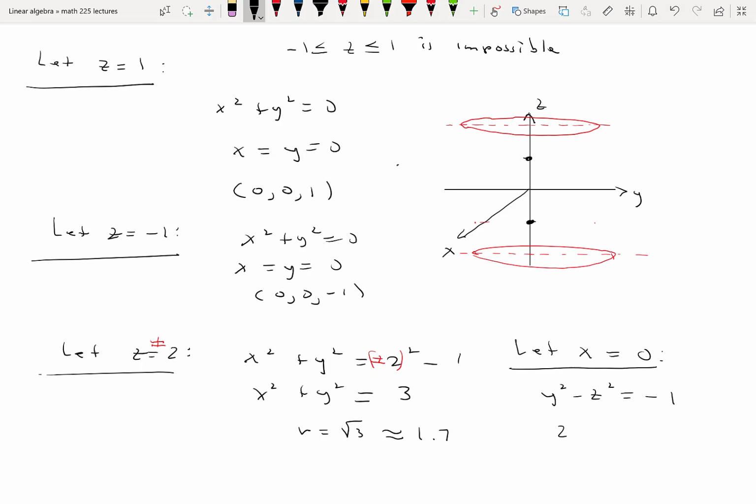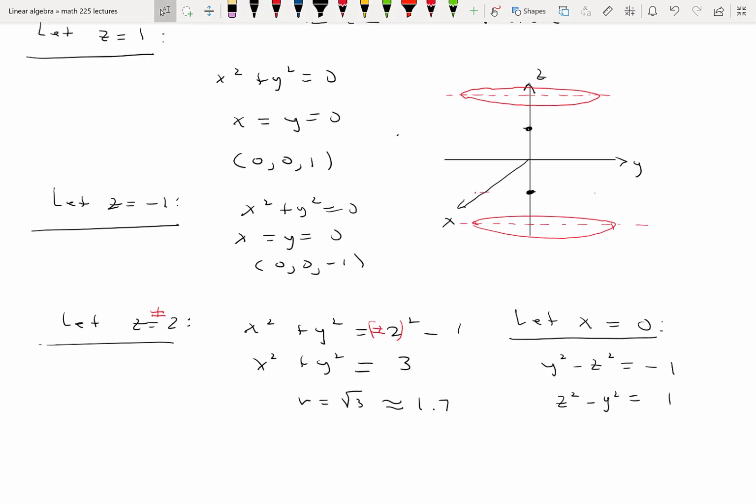If I multiply both sides by negative 1, I get z squared minus y squared equals positive 1. That is a standard form of a hyperbola that opens in the direction of the first variable, which is z. The hyperbola opens in the YZ plane in the z direction. Opens up, and opens down. Z direction. I see 2 cups.